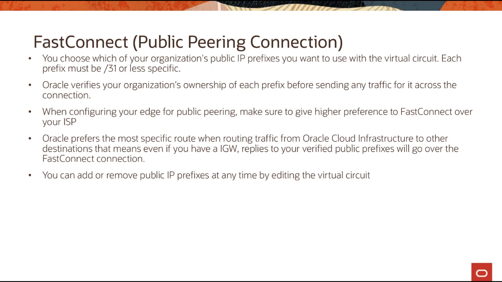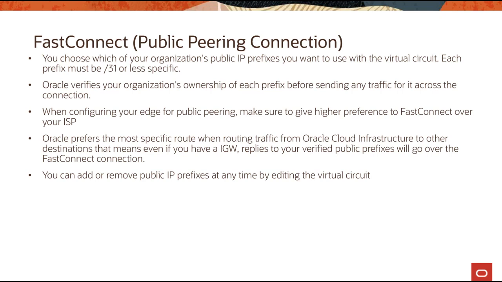When you are configuring your edge router, make sure that you give higher preference to your FastConnect over your internet service provider, because you will receive Oracle's public IP addresses through FastConnect and also through your ISP. So it's important that you configure a higher preference of FastConnect over your ISP. In this way, you can then receive the benefits of the FastConnect public peering dedicated connection as well.